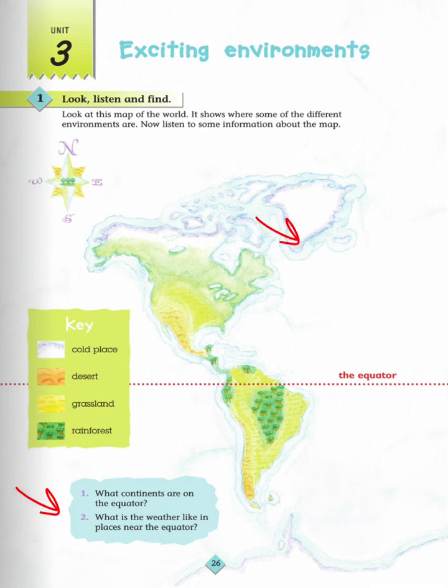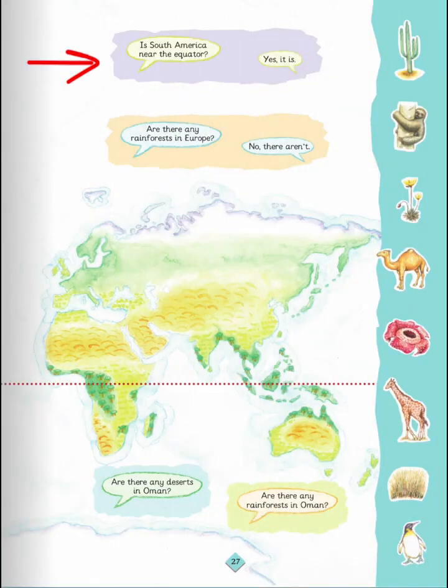Now let's solve these questions. 1. What continents are on the equator? Correct, it's South America, Africa, and Asia. 2. What is the weather like in places near the equator? Correct, it's hot. So, is South America near the equator? Yes, it is. Are there any rainforests in Europe? No, there aren't. Are there any deserts in Oman? Yes, there are.